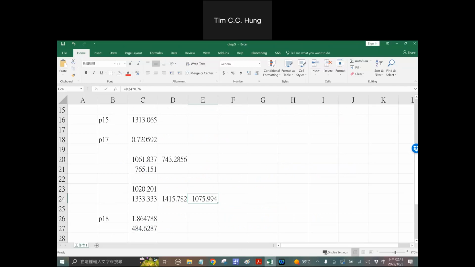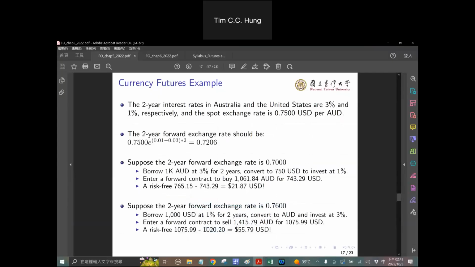But we only need to pay people back 1,020.20 US dollars, according to our original borrowings. So at the end, we end up with a totally riskless 55.79 US dollar profit. That's the reason why it's an arbitrage. And you'll see that this arbitrage would only disappear once the forward exchange rate gradually converges back to this level. If that's the case, then there is no arbitrage opportunity. Okay?